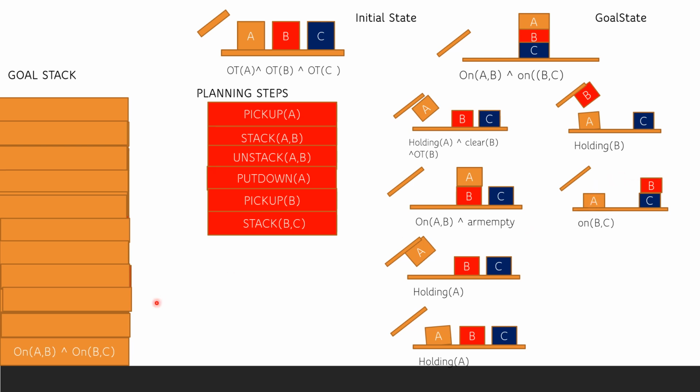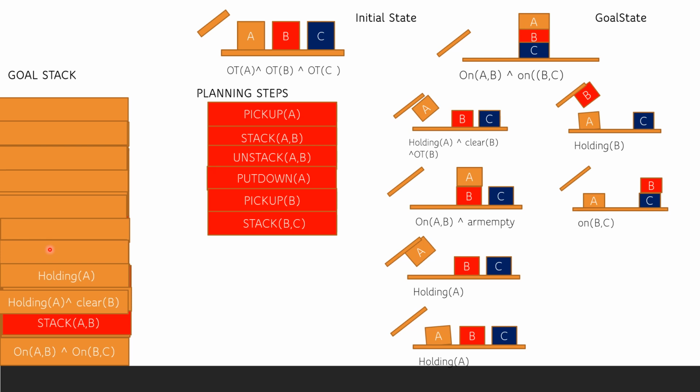So since on AB is not achieved, we'll again insert the operation stack AB. We'll again push the preconditions one by one, and we see whether these preconditions are satisfied or not. B is clear, compare it with the current state. Yes, B is clear.